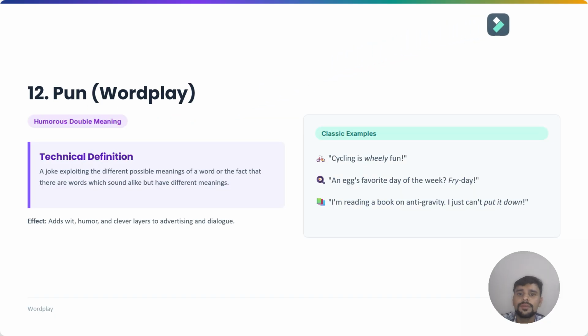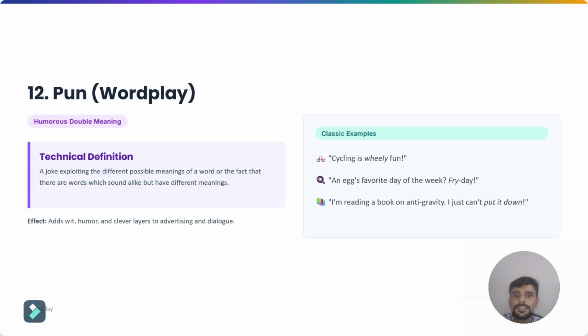Now let's have some fun with language. A pun is wordplay. P-U-N, pun. It often exploits different meanings of the same word, similar sounding words, or words with multiple meanings. For example, cycling is wheelie fun. Wheelie sounds like really, but refers to wheels. Let's take another. An egg's favorite day, Friday. That's a play on Friday and fry. Let's take one more. I am reading a book on anti-gravity. I just can't put it down. The humor comes from the literal and figurative possibilities of put it down.